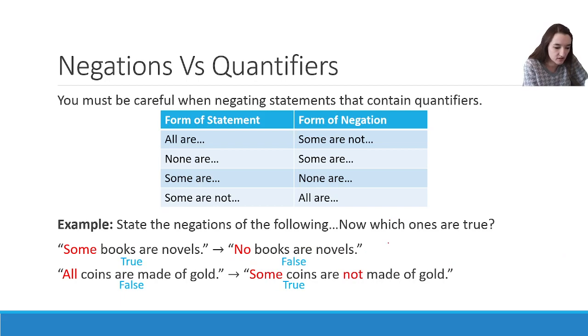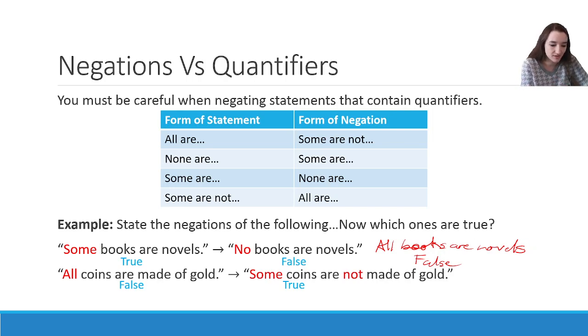Now if I had said all books are novels, well, that one is in fact false, but it doesn't feel like the opposite statement, right? Yes, it technically has the opposite truth value, but it doesn't feel like we're saying the opposite statement, right?